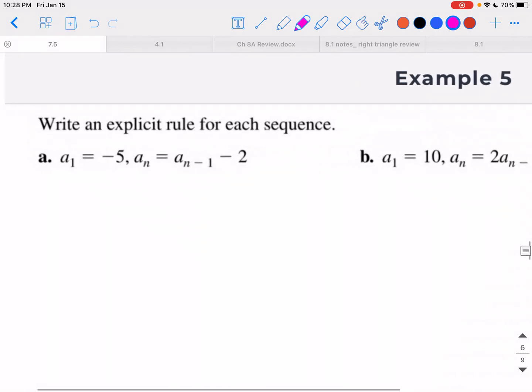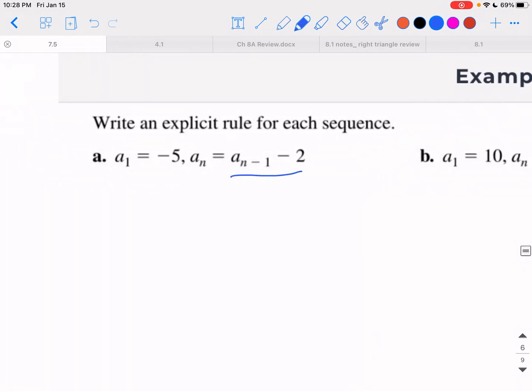Alright, write an explicit rule for each case. So now we're given the recursive, and we're going to go back to the explicit. Okay, so it gives us a sub 1 is equal to negative 5, and then our recursive is a sub n equal to a sub n minus 1 minus 2. So to get back to my explicit, we need a sub 0, because my explicit formula for arithmetic is a sub 0 plus my common difference multiplied by n. Okay, and it looks like my common difference here is negative 2, because our common difference is the a sub n minus 1 minus 2, so d is equal to negative 2.